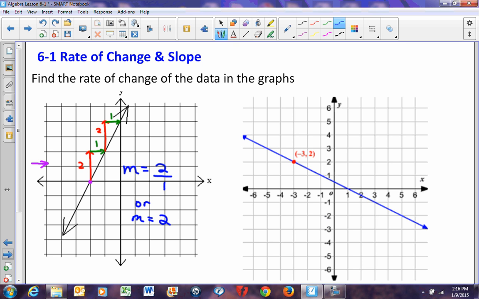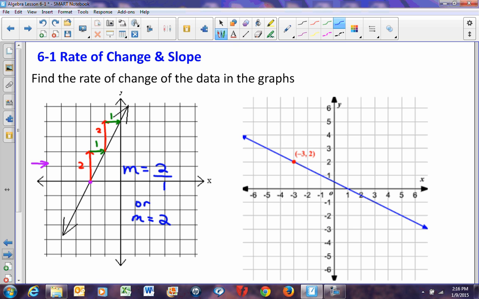When you deal with slope, you either leave it as a whole number or you leave it as an improper fraction. You never, ever, ever change it to a mixed number. Slope is never put in a mixed number. It's always in the most reduced fraction as an improper fraction or as a whole number.